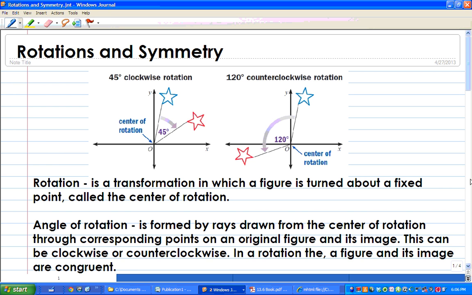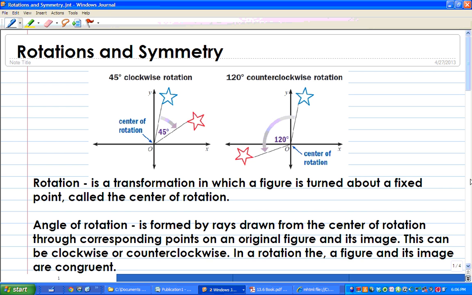But rotation is a transformation where you take a figure and you turn it. Imagine it being on a clock, like a number on the clock, and the minute hand grabs it and then rotates that number around to a different location. So it's turned about a fixed point. That's called the center of rotation. For our class, the center of rotation is only going to be the origin.